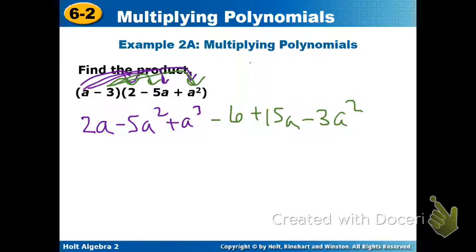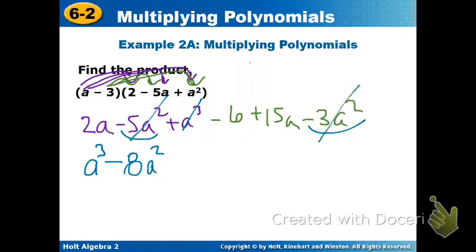The a cubed is by himself, so it'll come down unchanged. So I'm going to mark it out because I used it. Okay, how many a squareds do we have? We have a negative 5a squared and a negative 3a squared, so that would be minus 8a squared. Let's cross them out. We've used them. How about some a's? Plus 17a. Yes, that is our 2a plus our 15a. And our constant, all we have left is the minus 6. We done? Yes, we're done.